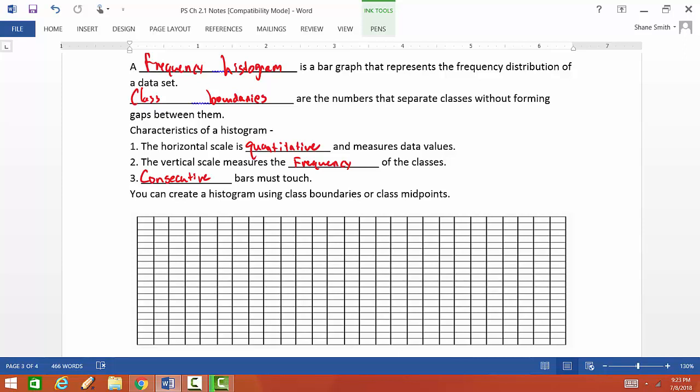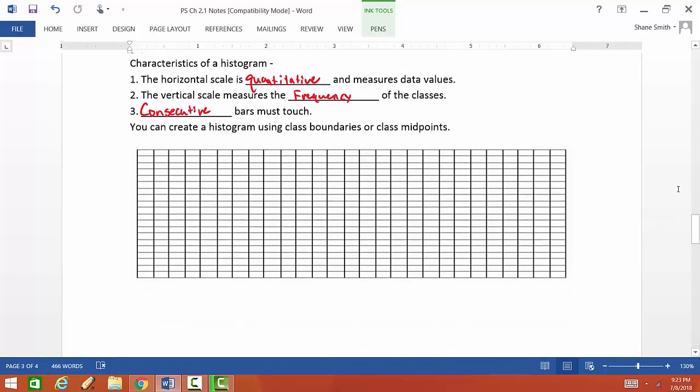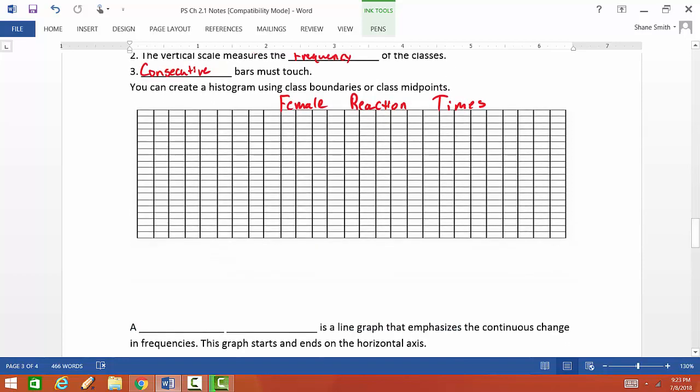Okay, all right, so let's make this histogram. We're going to title this female reaction times, and all graphs need a title. If you don't have a title, the graph is useless because you don't know what you're talking about. The vertical axis is frequency, and the horizontal axis is time in milliseconds.